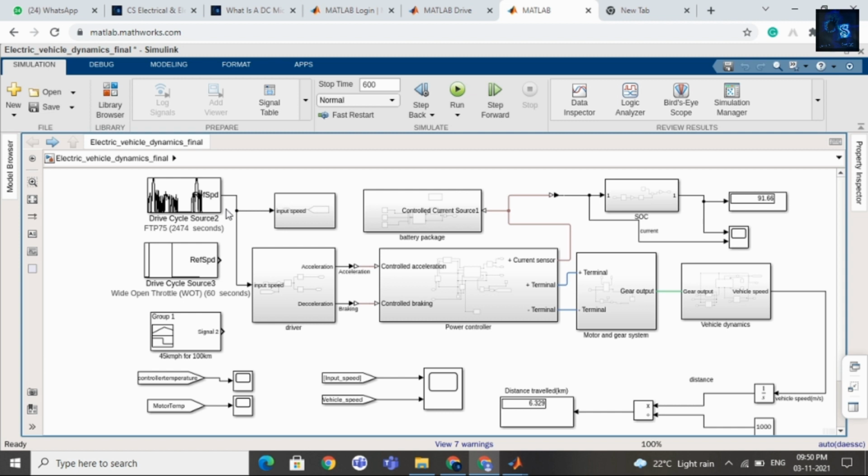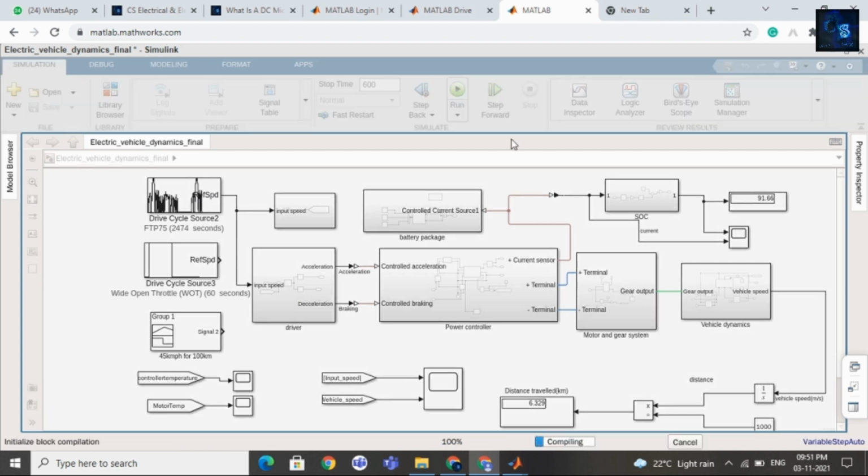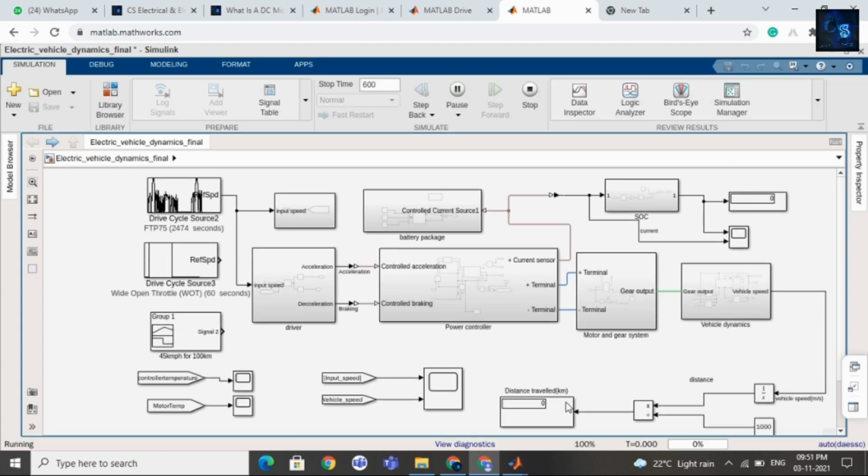Let me run this model. First I will connect source 1 to the input speed, and I will also share with you the input speed waveforms. You can see the SOC value in this display and the distance traveled value in this display. Now you can see SOC is decreasing. Initial SOC was 100%. Now it is 92 point something. Now it is 91. To travel a distance of 6.32 kilometers, 9% SOC is required.